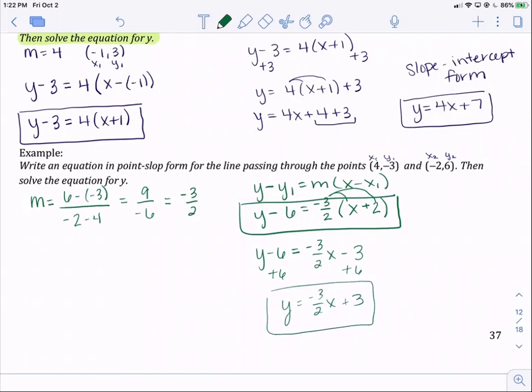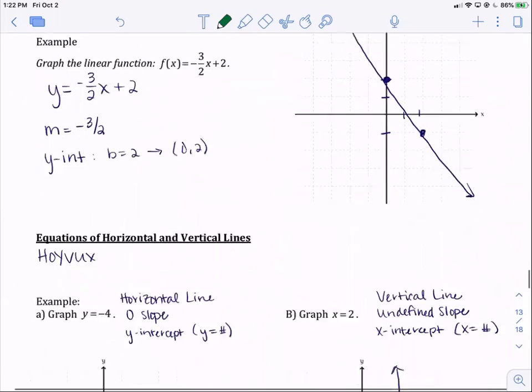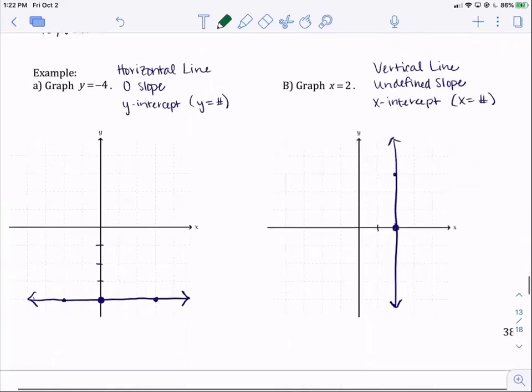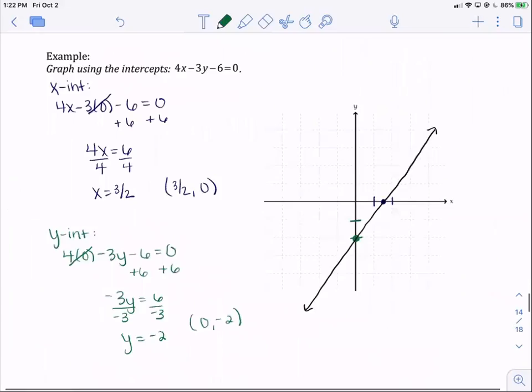Okay. Do we somewhat remember this? Then we graphed. And then we talked about graphing horizontal and vertical lines. And do we have any other examples?